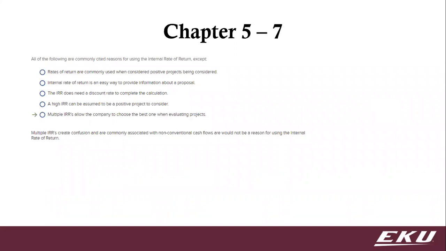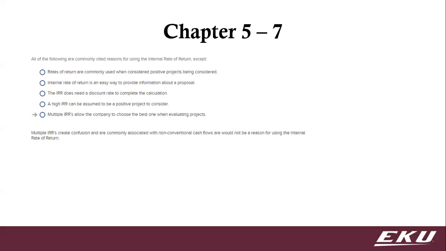And so as far as these reasons, I just want to let you understand: multiple IRRs allow the company to choose the best one. That's not true. What multiple IRRs mean is that there's a lot of changes to your cash flow. So normally at time T sub zero, we're going to make some payment, and so it's going to be a negative cash flow. We pay it out, and then we get positive cash flows in the future.